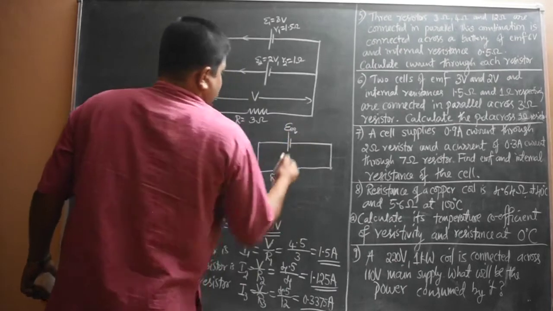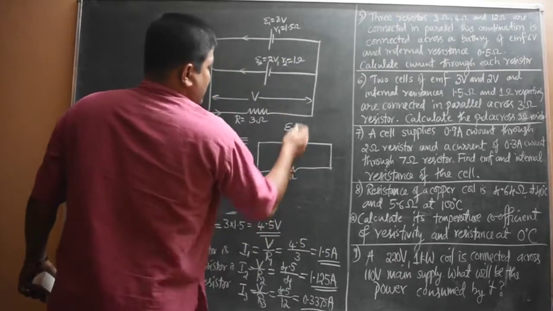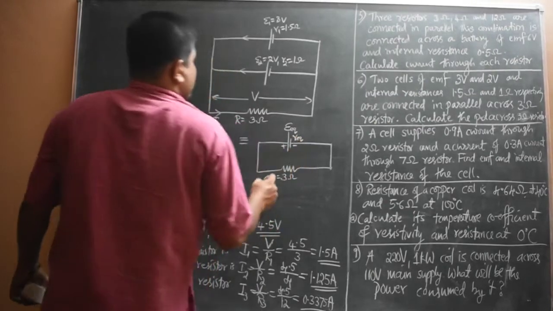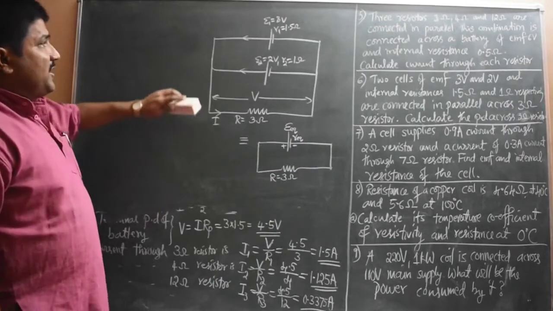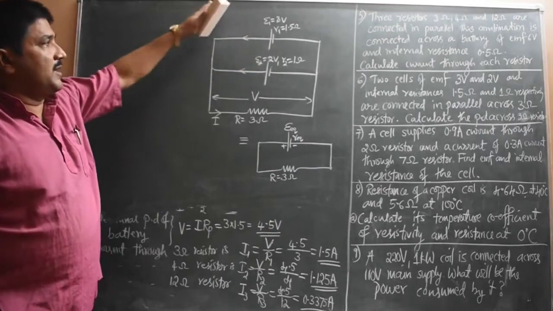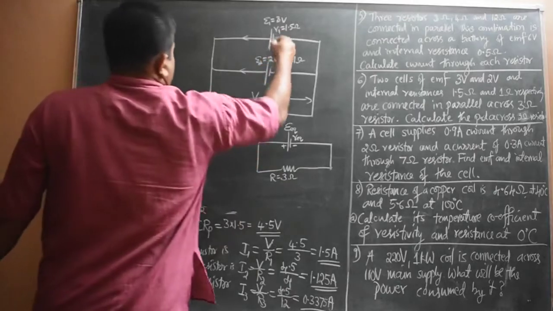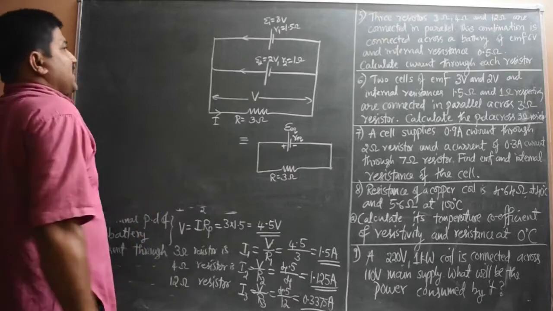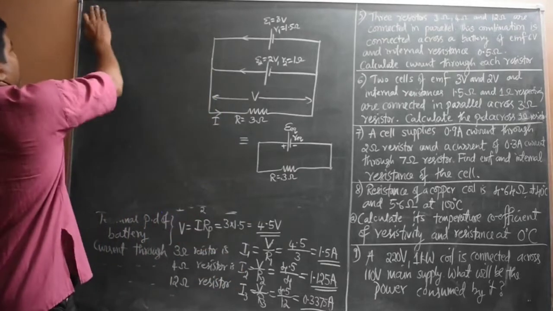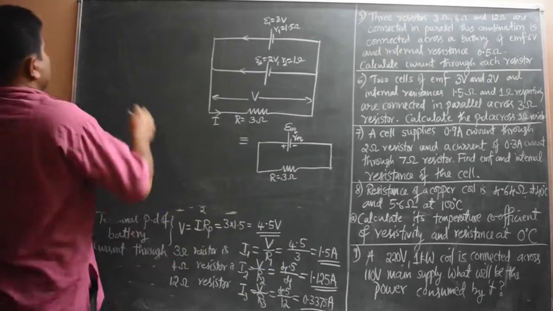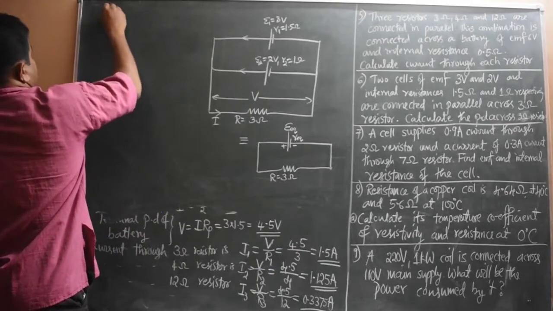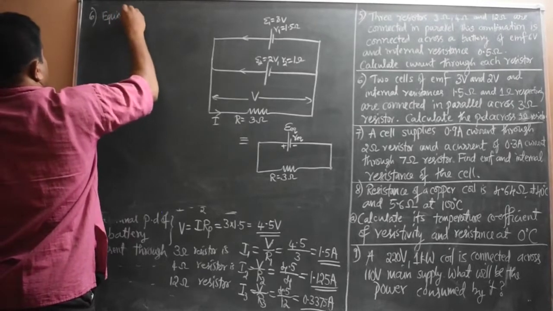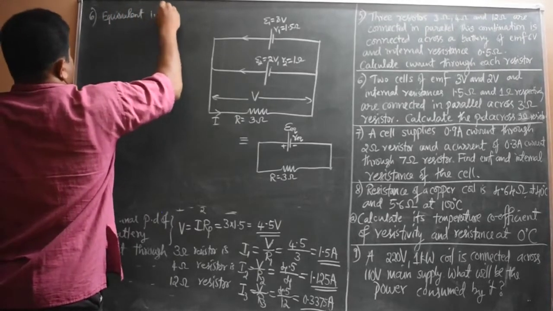And EMF I will take epsilon equivalent, epsilon EQ, for the parallel combination of two cells, and equivalent internal resistance say r EQ. So like this we will take. Now you have to find out the equivalent internal resistance and equivalent EMF. Since the two cells are in parallel, the equivalent internal resistance can be found directly. We found the equivalent resistance by a derived expression. So problem number 6, equivalent internal resistance.